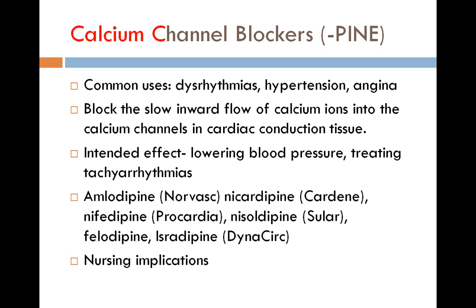And so the intended effect is that the person will have lower blood pressure. Also, the person can have treatment for tachyarrhythmias. That's a fast arrhythmia. So some of the common medications we use, you see them listed here: your amlodipines or your Norvasc, Cardene, Sular, Procardia. And so we want to make sure when we have patients that are taking, again, any type of cardiac medication, that they know how to assess their blood pressure. We want to make sure that they know how to correctly assess their heart rate.